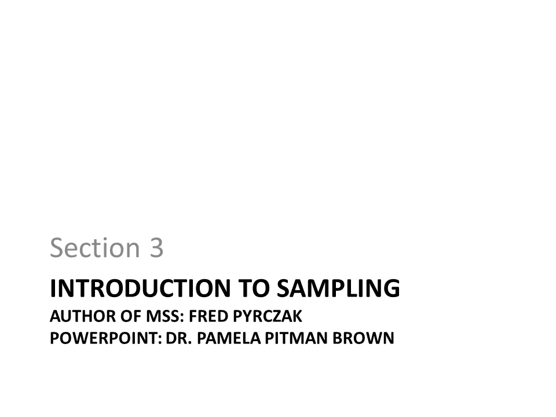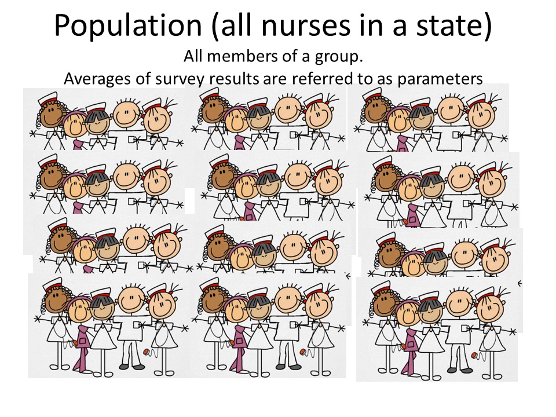Section 3, Introduction to Sampling. A population consists of all members of a group in which the researcher has an interest. Populations may be large, such as all nurses in a state.